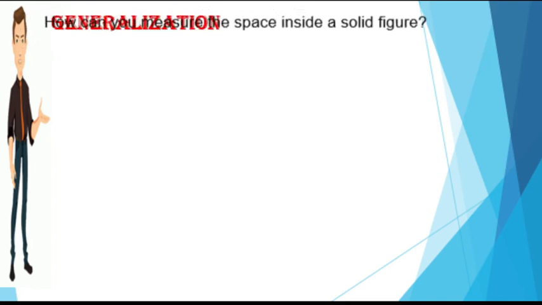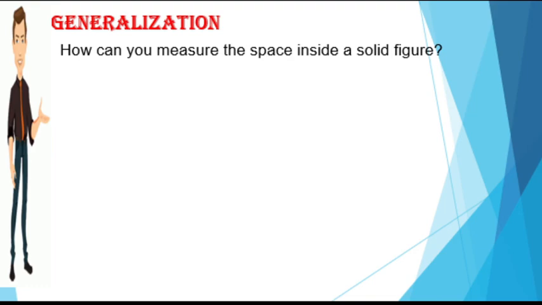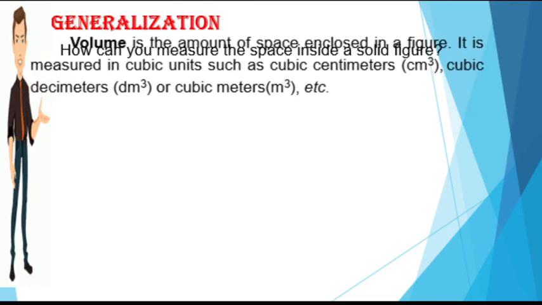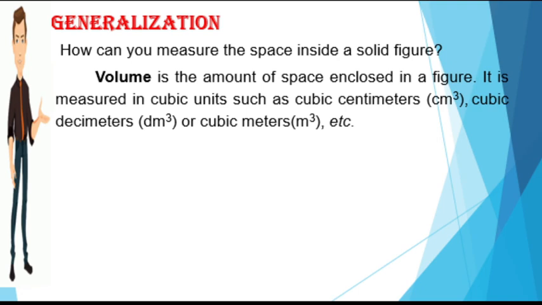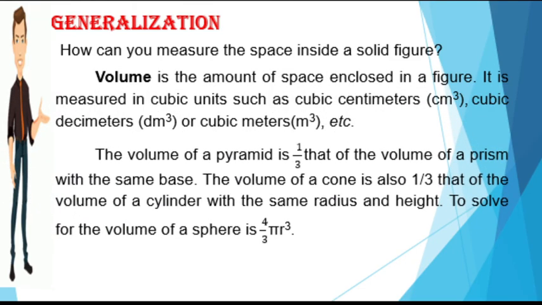Okay, to generalize, how can you measure the space inside a solid figure? Of course, the volume is the amount of space enclosed in a figure, and it is measured in cubic units such as cubic centimeter, cubic decimeter, or cubic meters, and etc. And the volume of a pyramid is 1/3 of the volume of a prism with the same base. And the volume of a cone is also 1/3 that of the volume of a cylinder with the same radius and height. And to solve for the volume of a sphere is equal to 4/3 times pi times the radius raised to the third power.